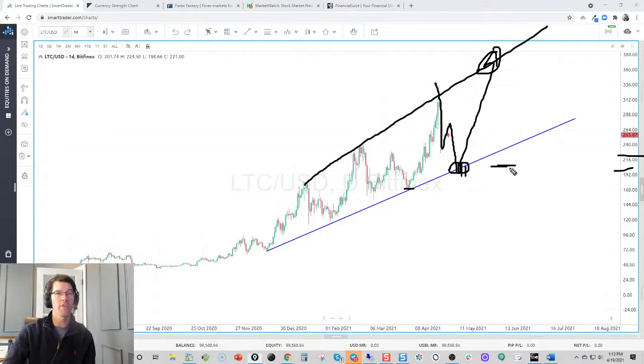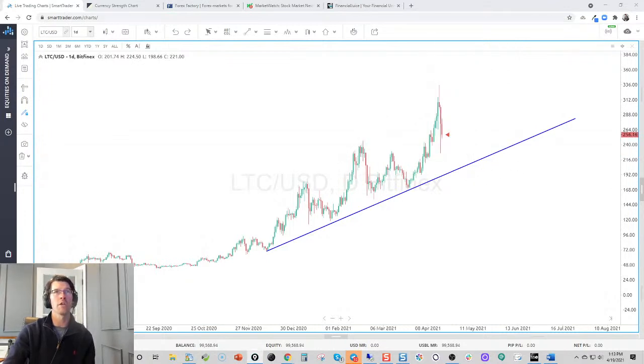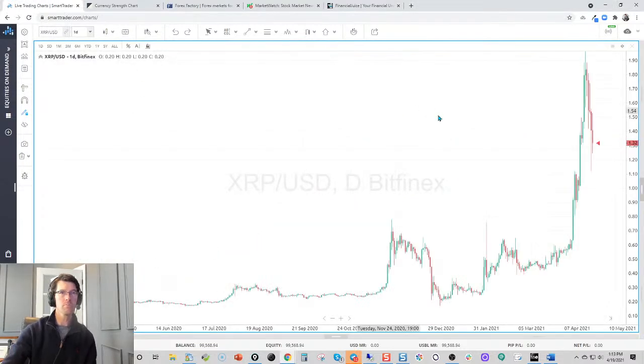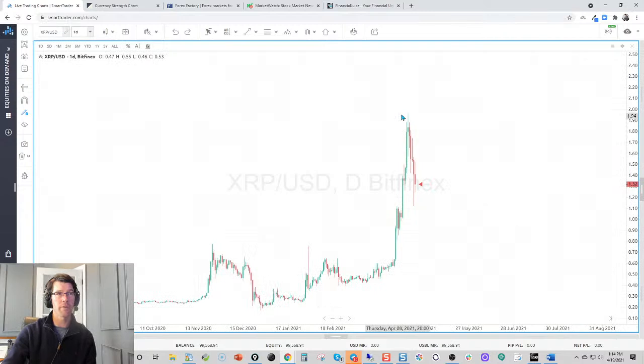If we hit $225, I'm looking to buy more for Litecoin. So I do like that trade. Okay, Ripple. This one was pretty interesting. Really excited about Ripple last week. It made its way up to $1.96.